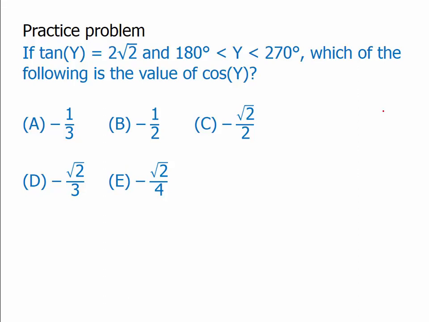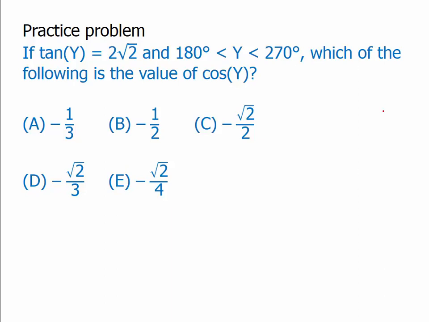Okay, if the tangent of y, some angle y, equals 2 root 2, and we know that y is between 180 and 270 degrees, so in other words, it is a third quadrant angle, which of the following is the value of cosine? And so I'll just point out here, third quadrant, we know both x and y are negative, so right away we know that the cosine is going to be negative, and in fact all 5 answer choices are negative, so we're going to have to pick a negative anyway.